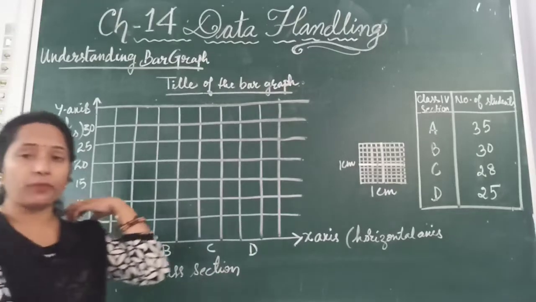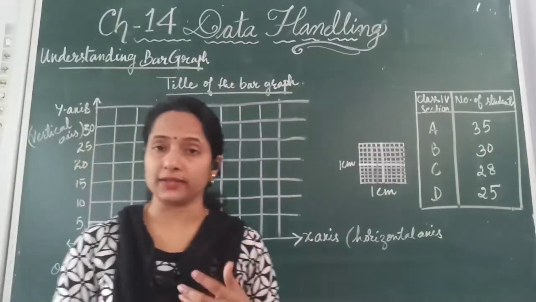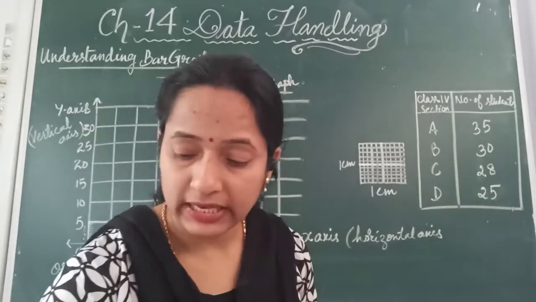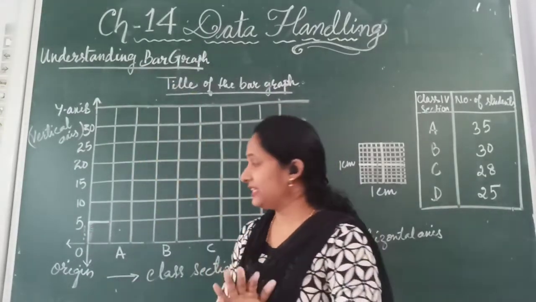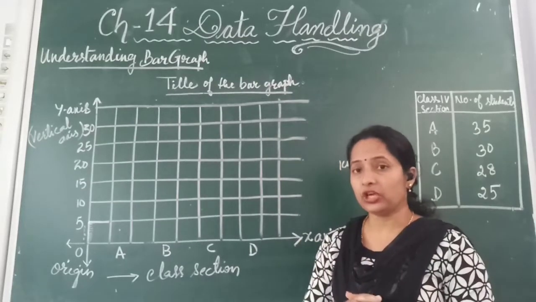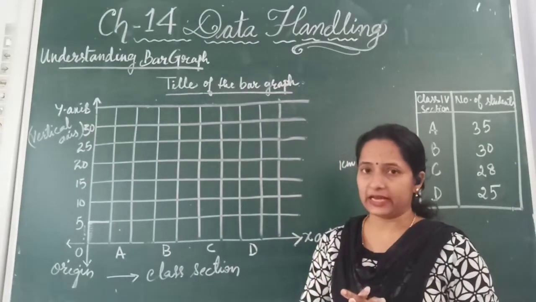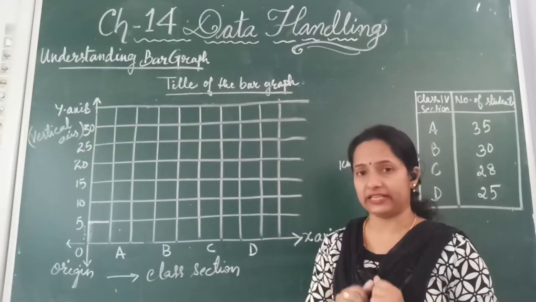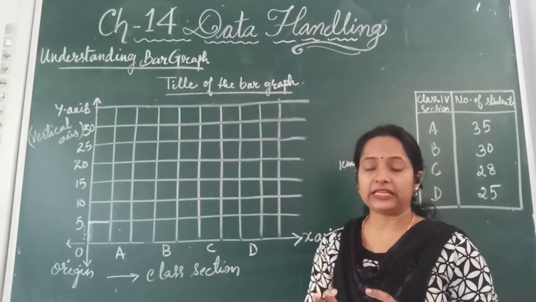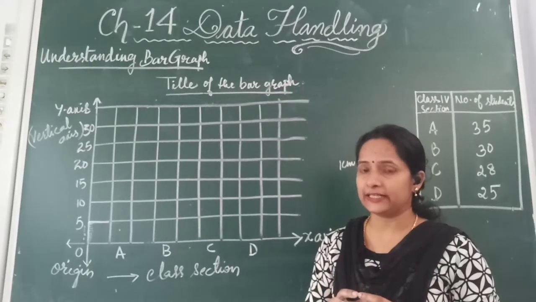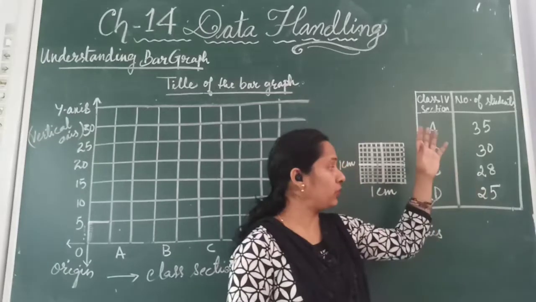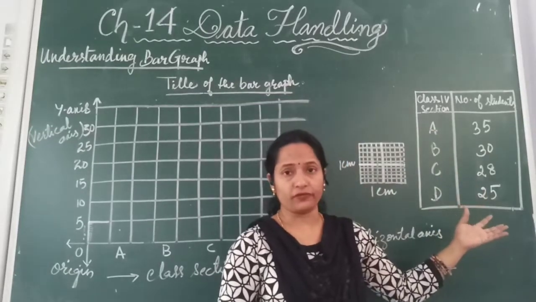So, it depends upon you how you take the scale on this axis. These grids are used to note down the data or reflect the data over here. We generally take the data and try to organize it, and after organizing the data, we tabulate the data in a tabular form.